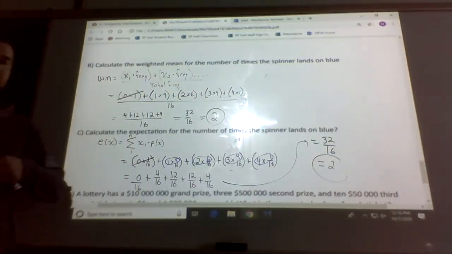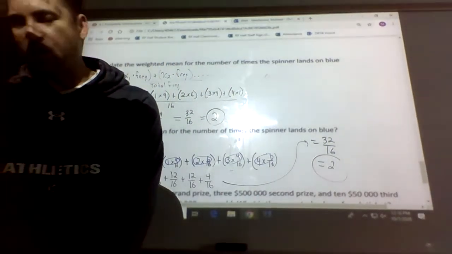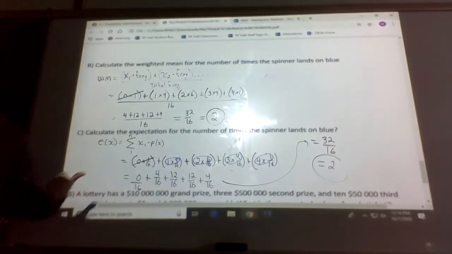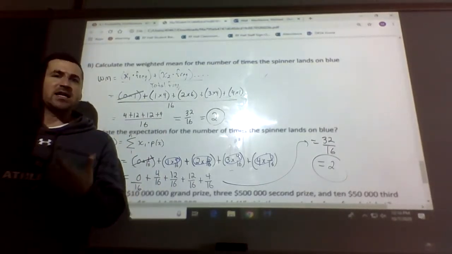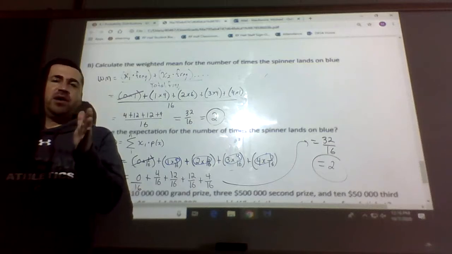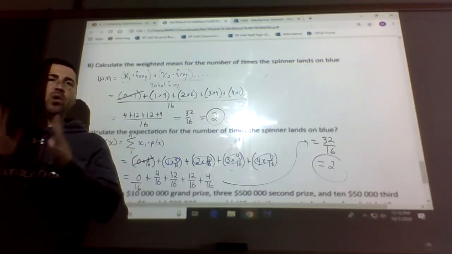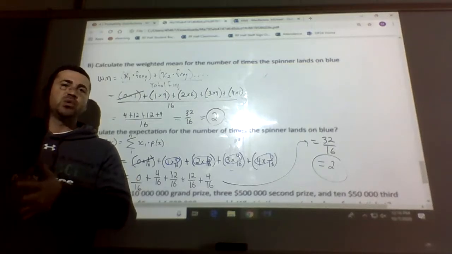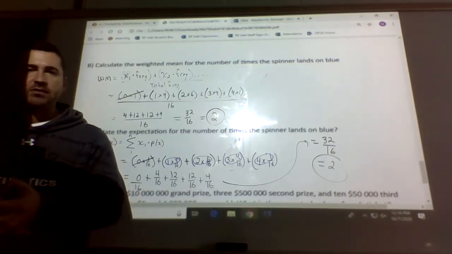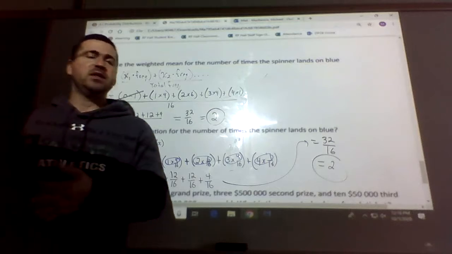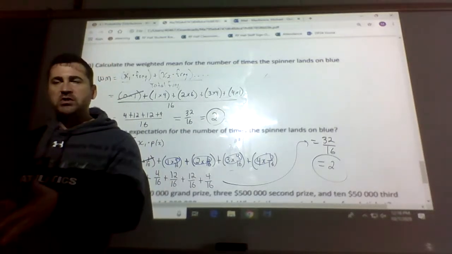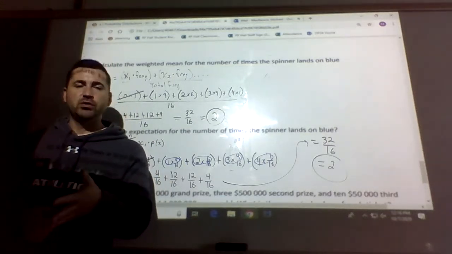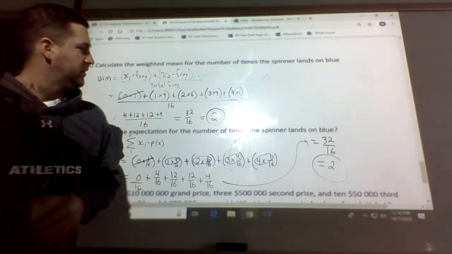Okay, so for expectation, I know they came out to be the same thing. It's not always the case. But expectation means what should I expect? So I have half red, half blue. I spin it 4 times. What should I expect? You should expect that it'll land on blue twice and then red the other 2 times. Is it always going to be the case? No. But what should you expect? You should expect 2 blues out of 4 spins.